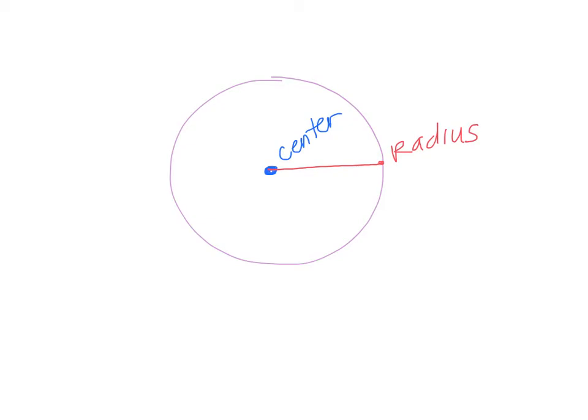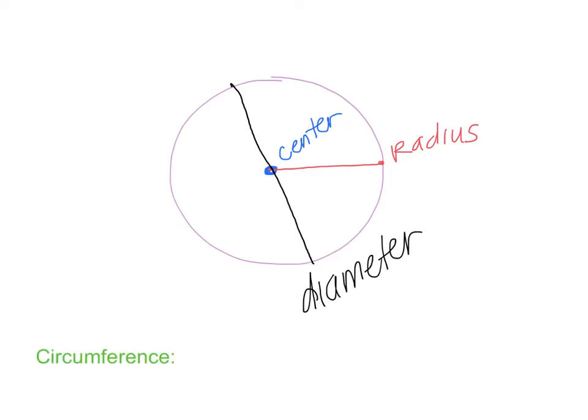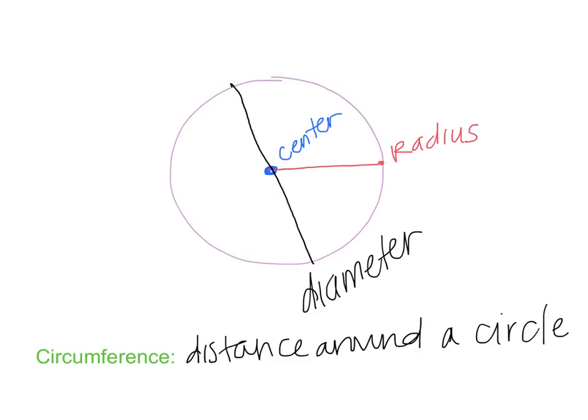A diameter connects 2 points on the circle and passes through the center. So it would look something like this. We need to get one more definition down, and that's circumference. Your circumference is going to be your distance around a circle. So if we were to start at any point on the circle, so let's say we start right up here at the top, and we just follow around on the purple line, that is the circumference.